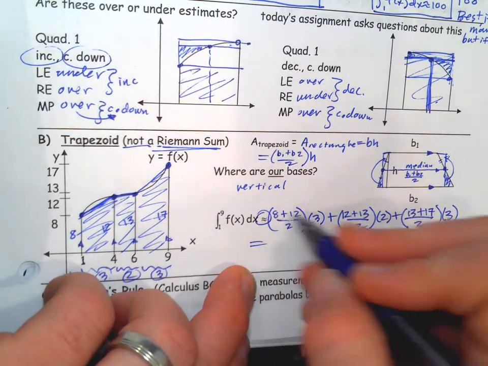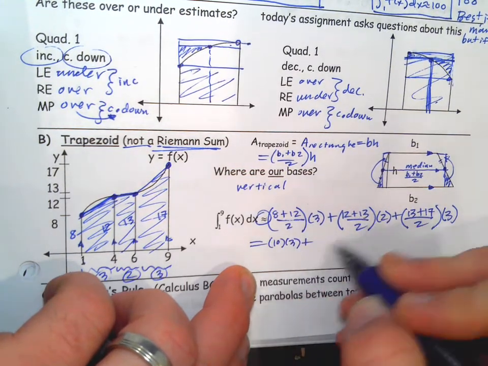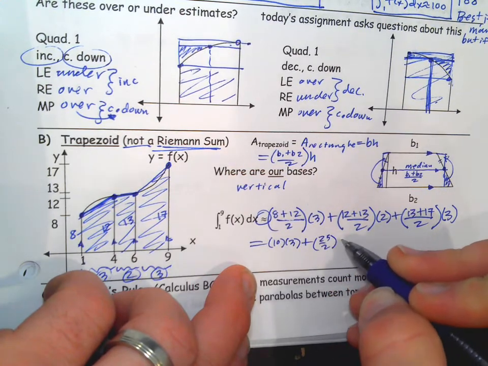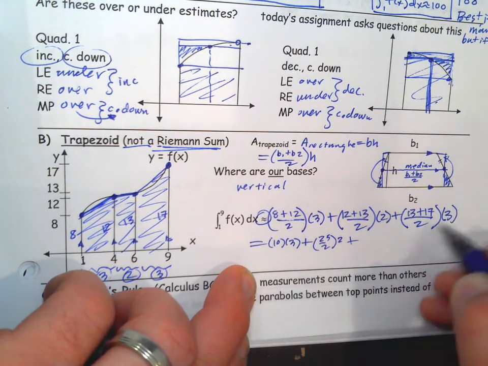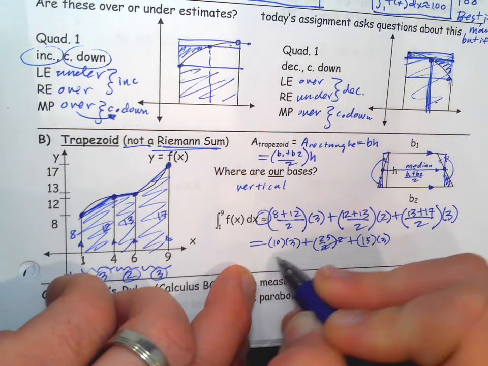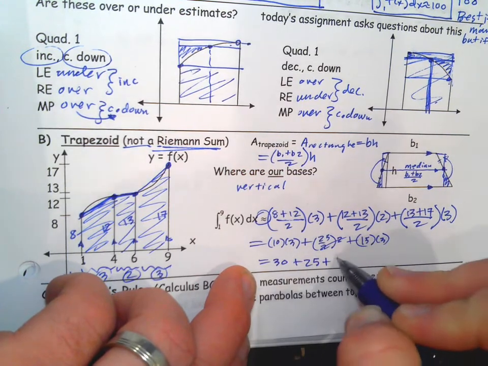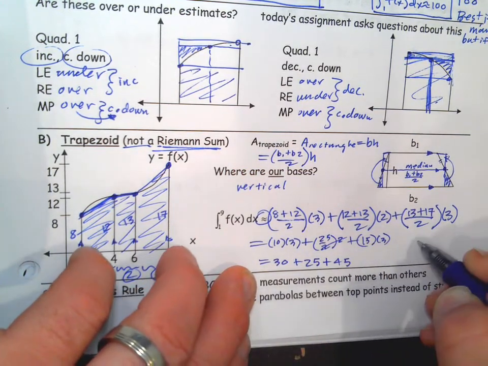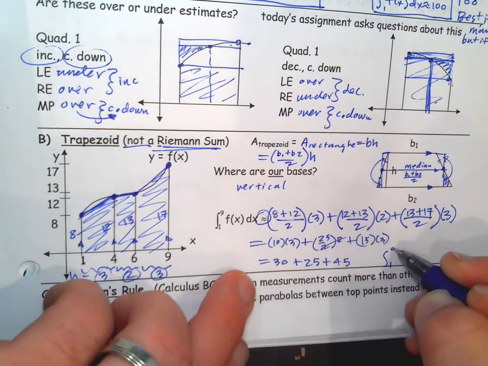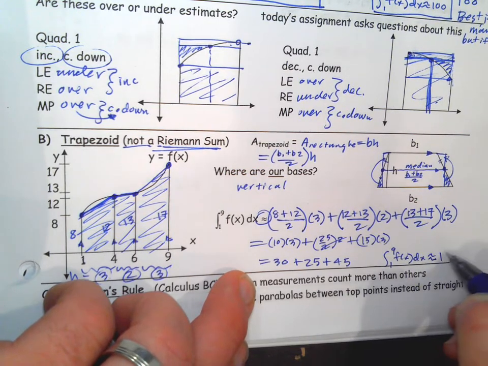So this is going to be 20 over 2, which is 10. And this is going to be 25 over 2. I'll just leave it like that, 25 over 2. And this one's 30 over 2, which is 15. And so then we get 30, 25, 45. If we add those up, we get 100. So the integral from 1 to 9 of f of x dx is approximately 100.